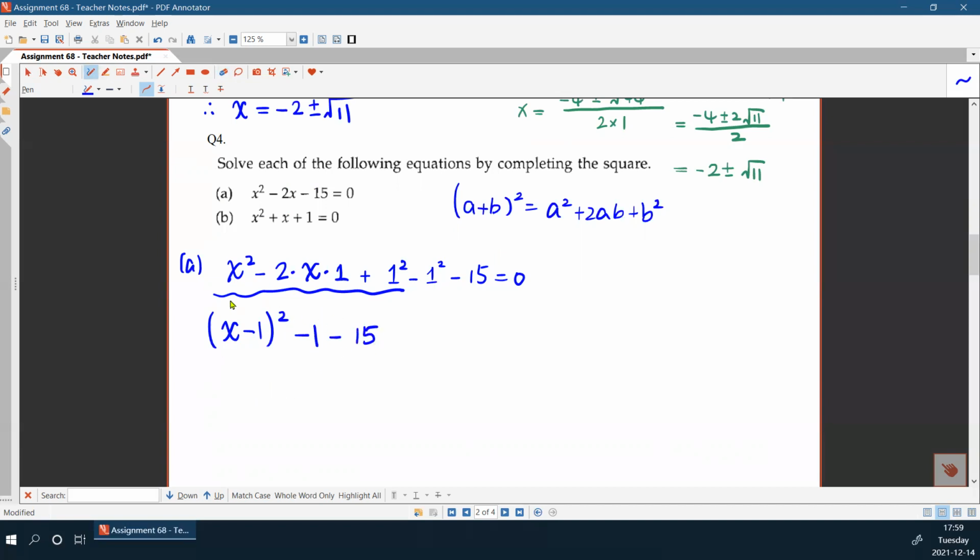If you're not sure with your transformation here, remember that you can always verify it by expanding it. If you expand it, you will get x squared minus 2x plus 1, and then minus 1 minus 15. So these two cancel with each other, and you will get x squared minus 2x minus 15, which is exactly the same as the left side of the original equation, right? So that means our transformation here is correct. Do you understand?